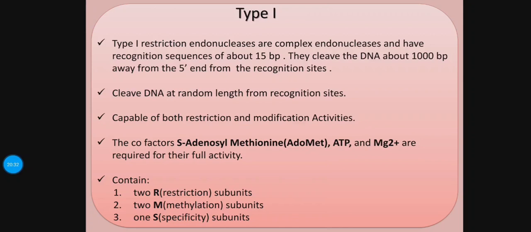Type 1 restriction enzymes cleave DNA at random length from the recognition site, and they are capable of both restriction as well as modification activity because they have 2 restriction subunits, 2 methylation subunits and 1 specificity subunit. And the cofactors which are required for the full activity of these restriction enzymes are S-adenosylmethionine, that is AdoMet, ATP and Mg2+.